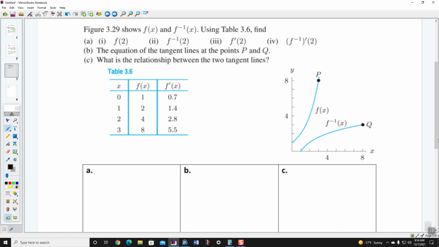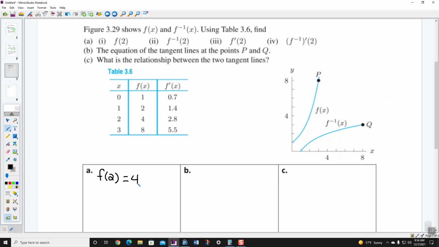First thing they're going to ask you guys is use the table to find the following. First thing they want is just f of 2. I plug 2 in for x. What's f of 2 equal, guys? Well, f of 2 in part A would have to equal 4. When your x value is 2, f of 2 is 4, right?